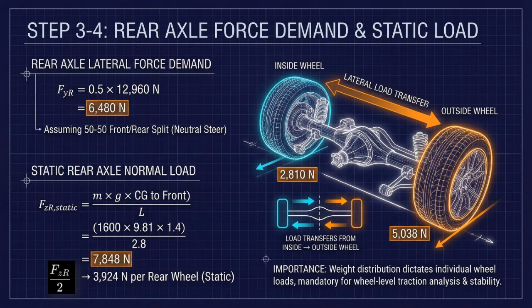Next, we calculate the static normal load on the rear axle. This is found using the formula FZR static equals mass times gravity times distance from the center of gravity to the front axle divided by wheelbase. Substituting the values gives 7,848 newtons on the rear axle. Since there are two rear wheels, each rear wheel carries 3,924 newtons. This step shows how weight distribution directly sets the grip available at the rear axle, even before any load transfer occurs.